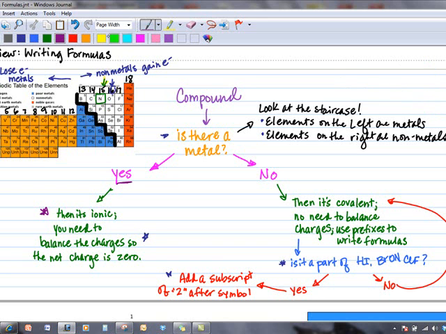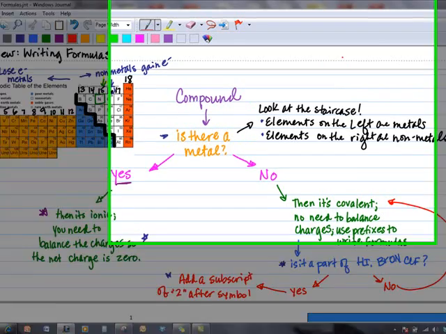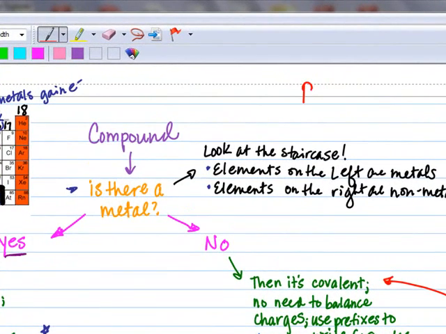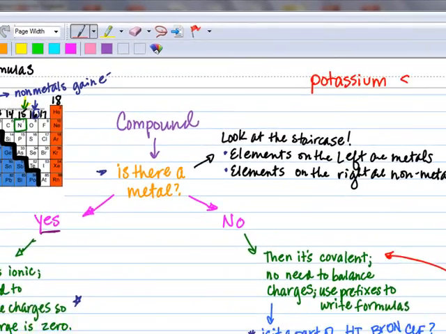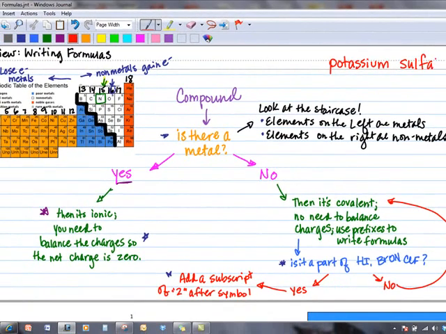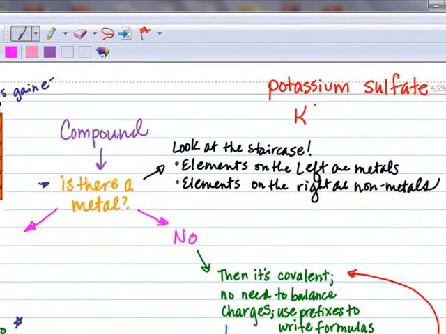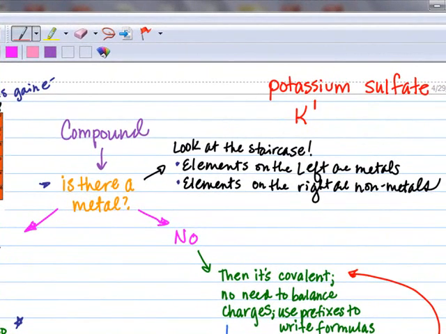All right, we're going to try another one. Let's try potassium sulfate. Potassium is here in the periodic table. It's in group 1. So what's the charge of potassium? If you said +1, you are correct.